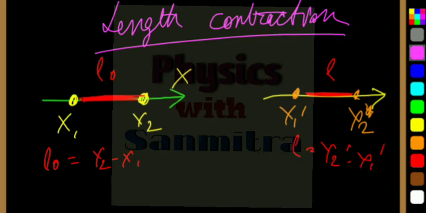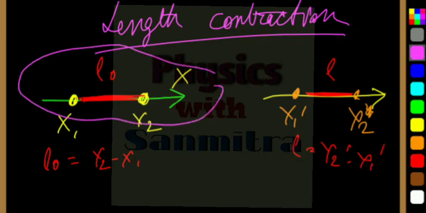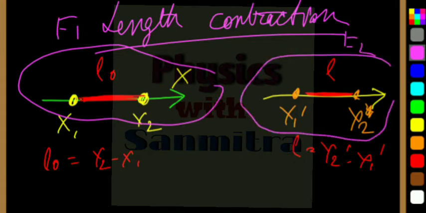Now this frame, let me name it as f1, and let me name this one as f2. This f2 frame is moving with a speed of v with respect to f1. Now let's see how things are happening out here.